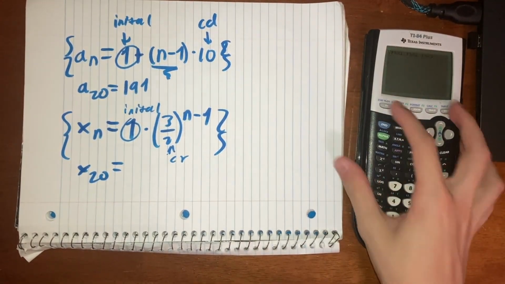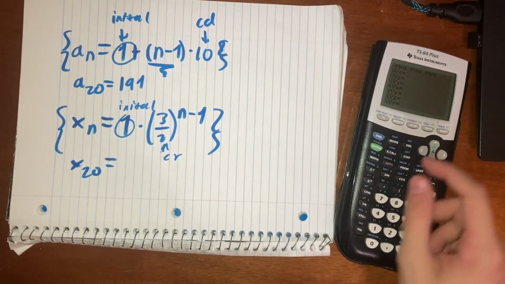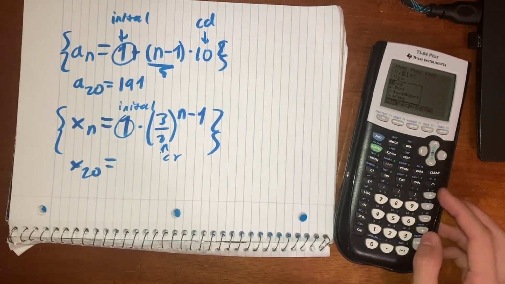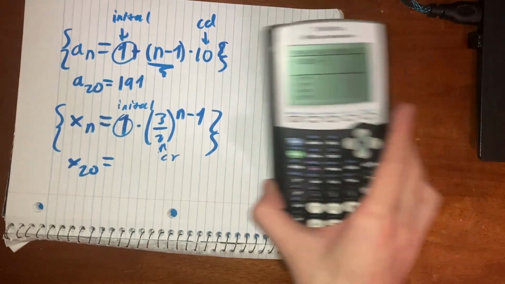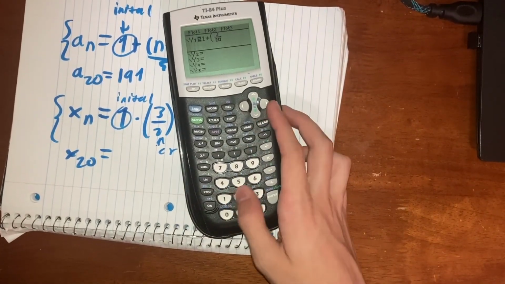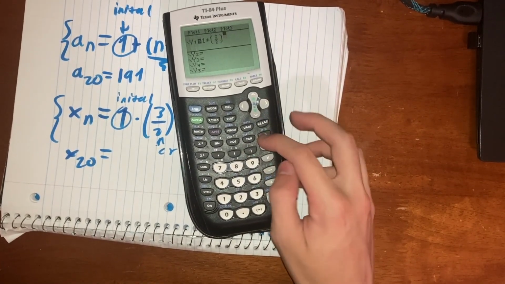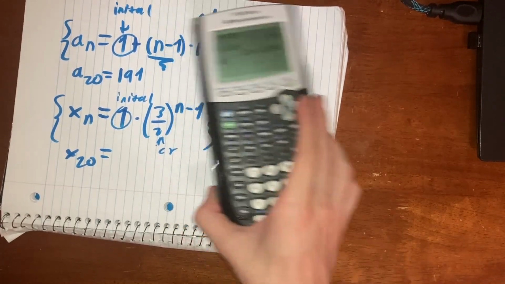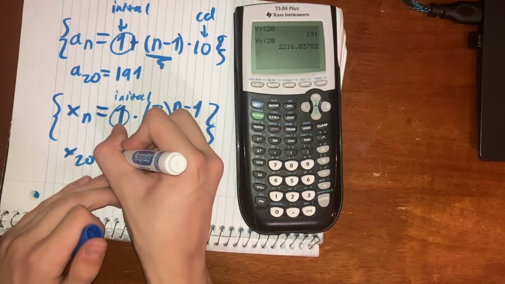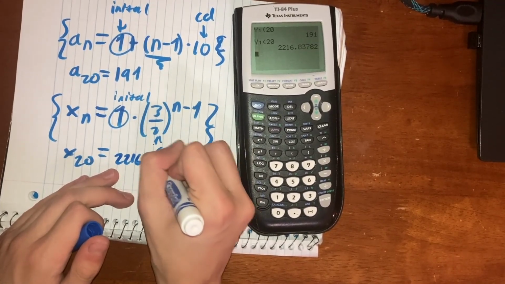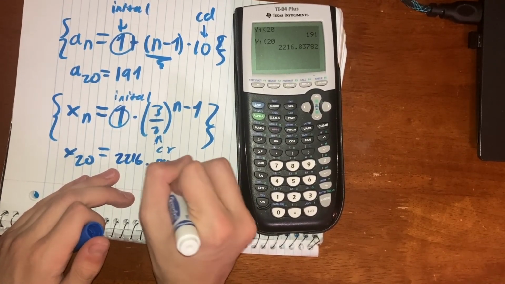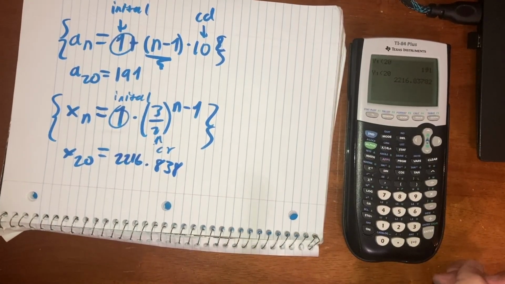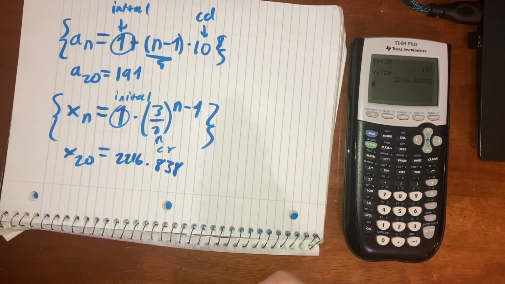And once again, we can plug into the calculator. 1 times, we can use this for fraction, 1 times 3/2 to the power of x minus 1, and just do y20 again, and we'll see that it equals 2216.838. So sequences don't always have to have positive or whole number outputs. They could also have negative outputs.